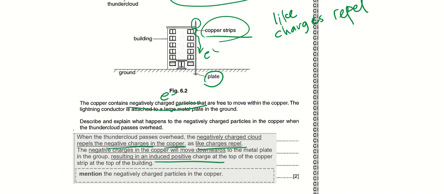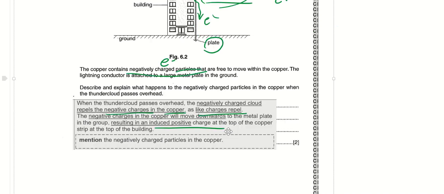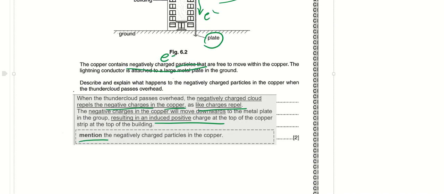Remember, positive charges cannot move. In chemistry, the positive charges, which are the protons, are in the nucleus. You can't just take them out. It's only the electrons that are free to move, meaning I can either add them in or take them out. So if the electrons are fewer, that means at the tip here, the number of protons will be greater than the number of electrons, right? So therefore, it will result in an induced positive charge at the top of the copper strip at the top of the building. Okay, so this is important. You need to mention the negatively charged particles in the copper, because they are the ones that have moved.